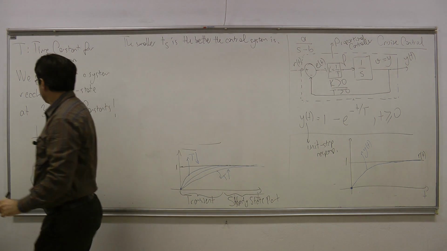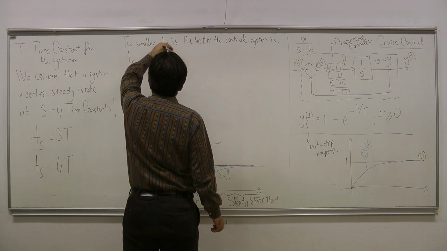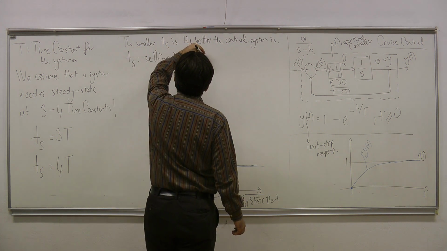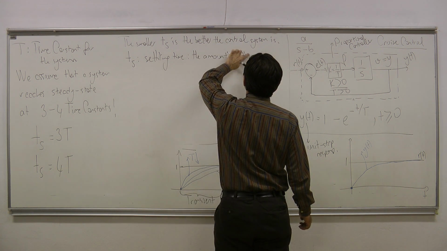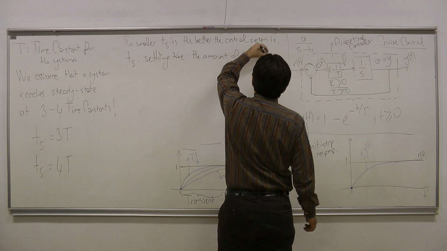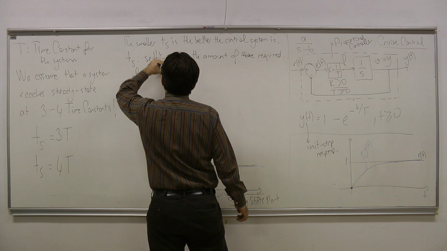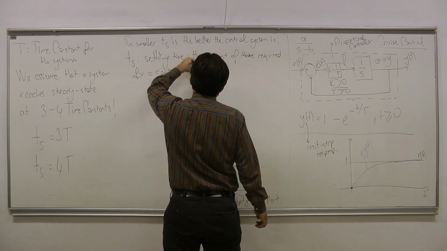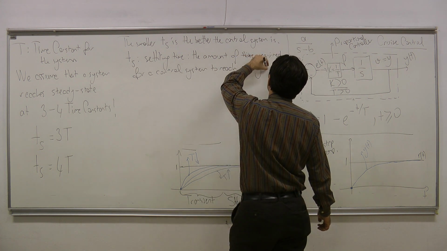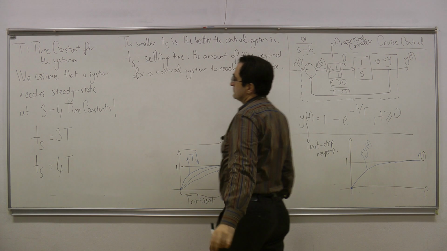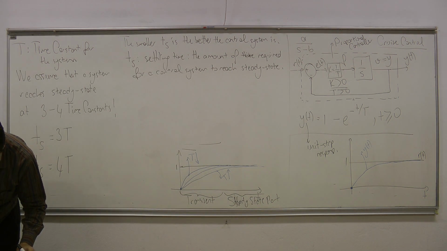So here I can write Ts, the settling time, the amount of time required for a control system to reach steady state. It is either 3 time constants or 4 time constants.